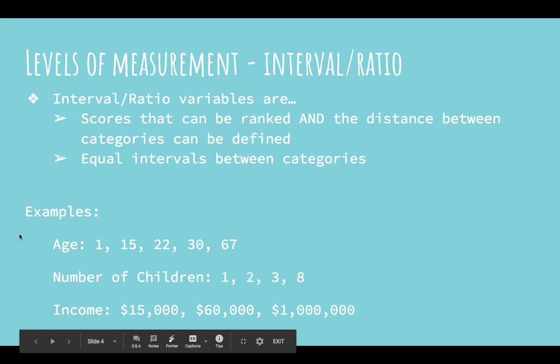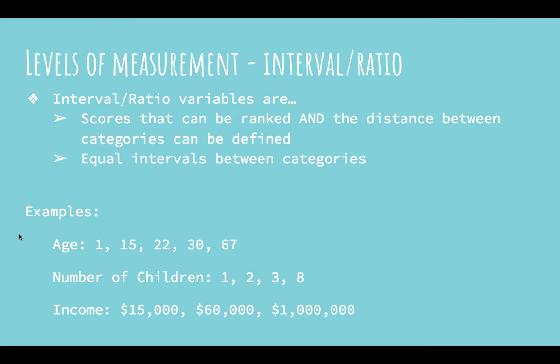So for example, age. We know that there's 365 days in a year, right? So somebody who's 1, somebody who's 2, somebody who's 3, they all have the same interval in between them, which is a full calendar year.